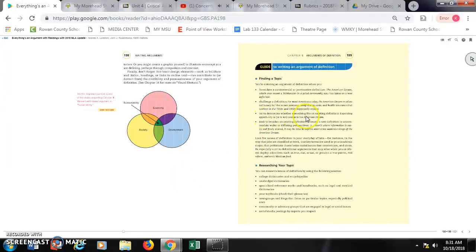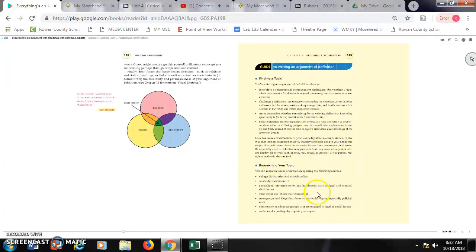Try to determine whether something fits an existing definition. Maybe immigration, which we studied at the beginning of the semester, has really taken on a different connotation in today's society. And seek to broaden an existing definition. For example, black holes. That's something that a lot of people don't know a lot about besides just what we've read in science textbooks. Maybe you could broaden that definition.